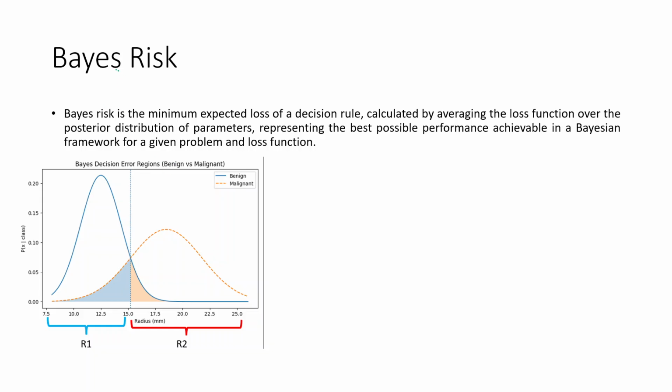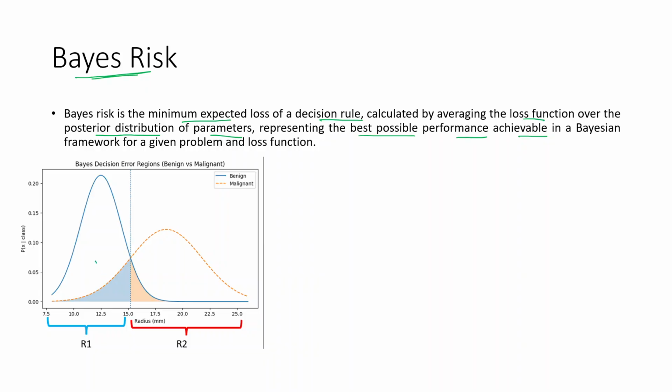Now, the last term we have to understand here is Bayes risk. Bayes risk is the minimum expected loss of the decision rule, calculated by averaging the loss function over the posterior distribution of parameters, representing the best possible performance achievable in a Bayesian framework for a given problem and loss function. That is the overall achievable performance from the Bayes framework, or the total minimum expected loss we can get.